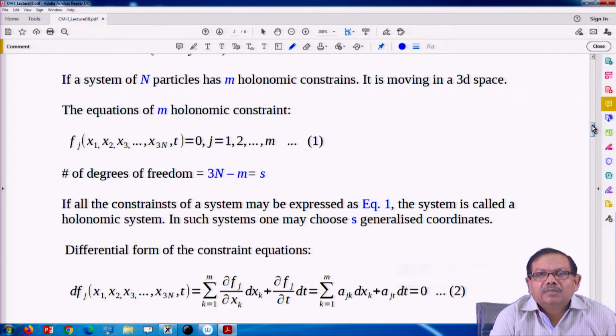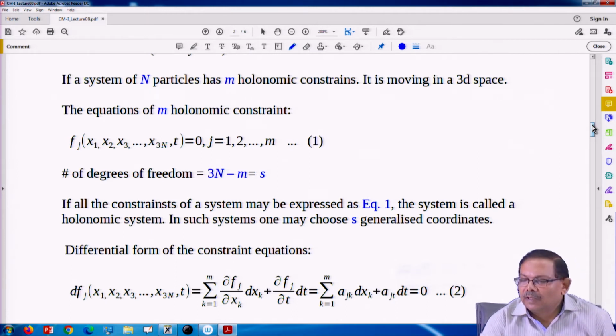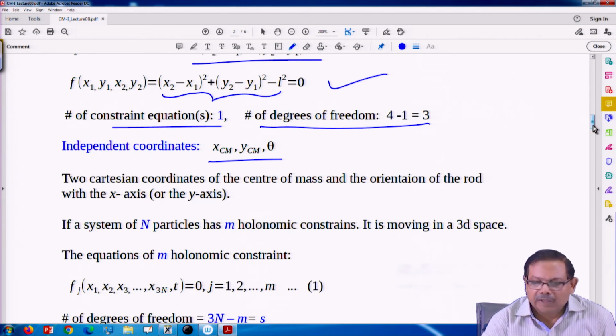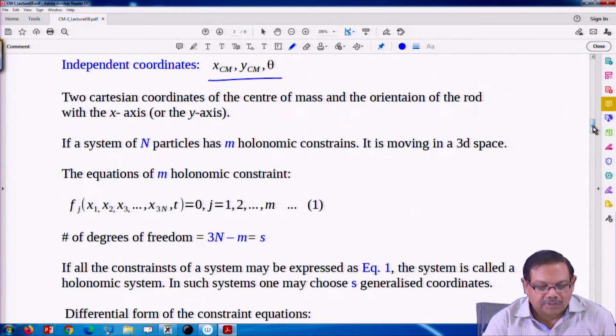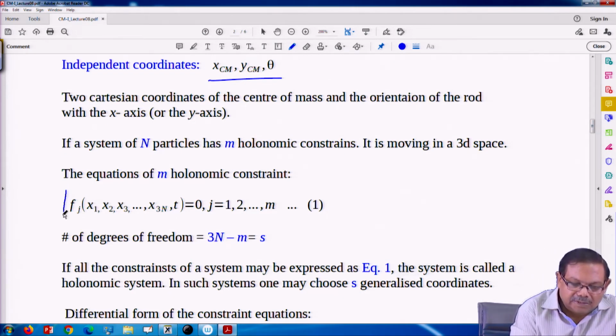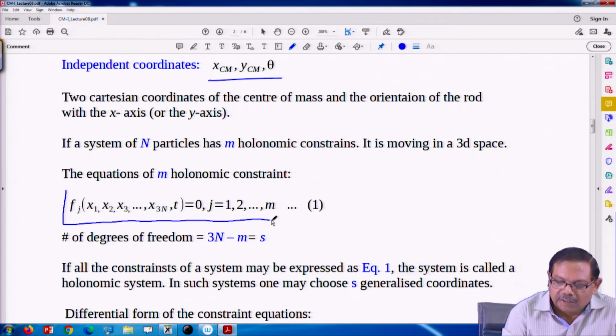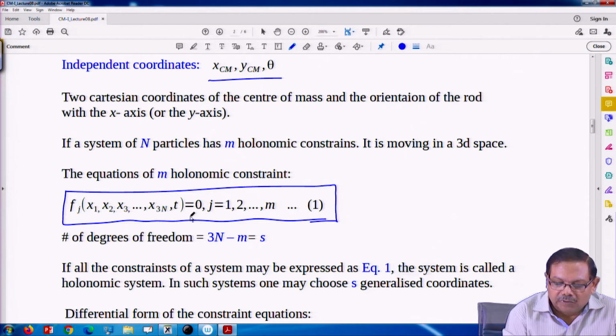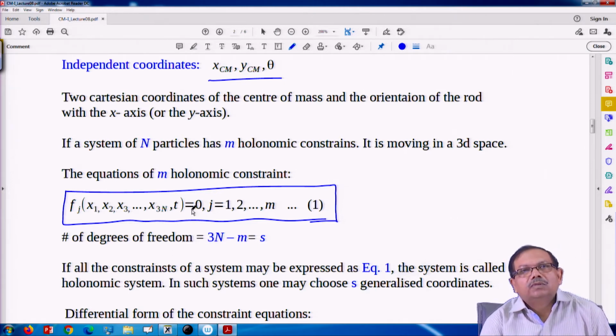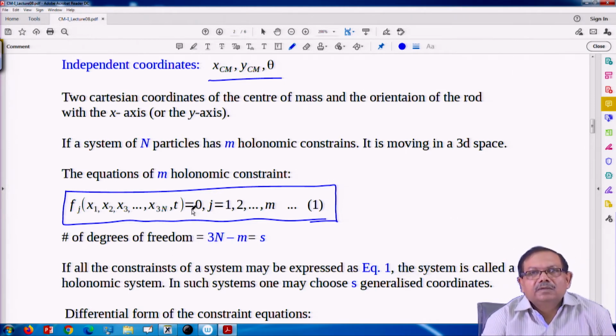Like in the double pendulum problem, you have seen there were two constraints. I did not tell what a holonomic constraint is. Any constraint equation that can be written as some function of coordinates and, in general, time equal to 0 is called a holonomic constraint.